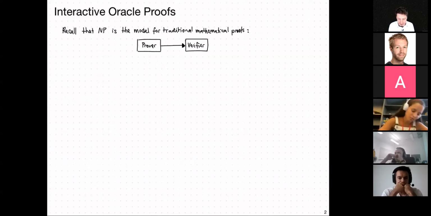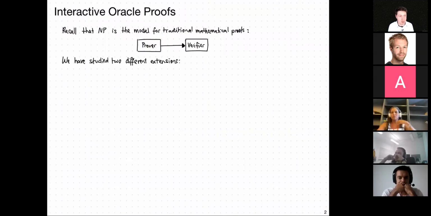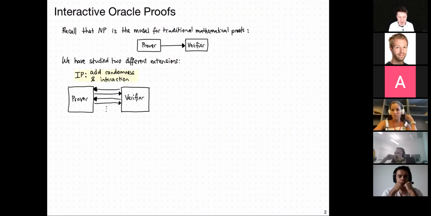To recap, we have discussed in lecture A.1 how NP is the model for traditional mathematical proofs, where you have just a single message going from the prover to the verifier, and the verifier is a deterministic polynomial time algorithm. Okay, so there's no interaction, no randomness. Now, by now, you've seen two different extensions of this model that are kind of going in orthogonal directions. One is interactive proofs, where it differs from the traditional mathematical proof by adding randomness and interaction. Okay, these are the two new resources that the verifier can leverage.